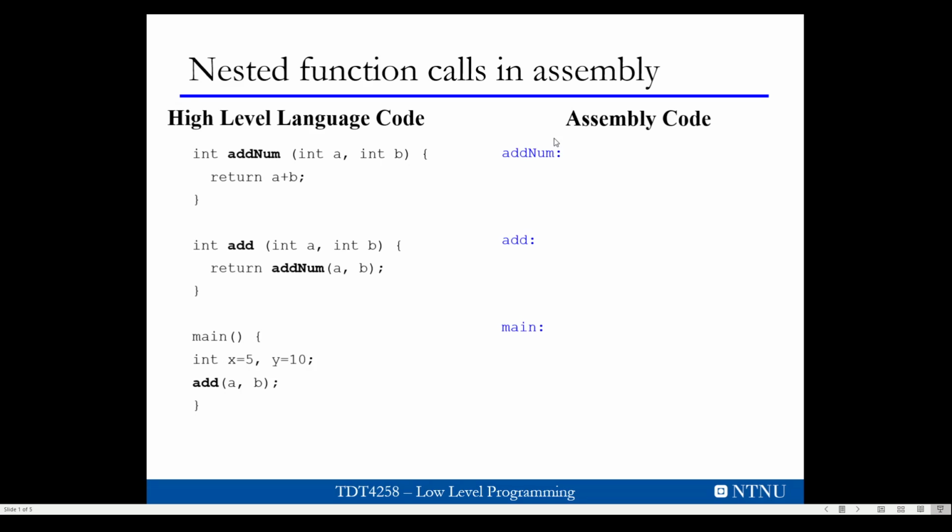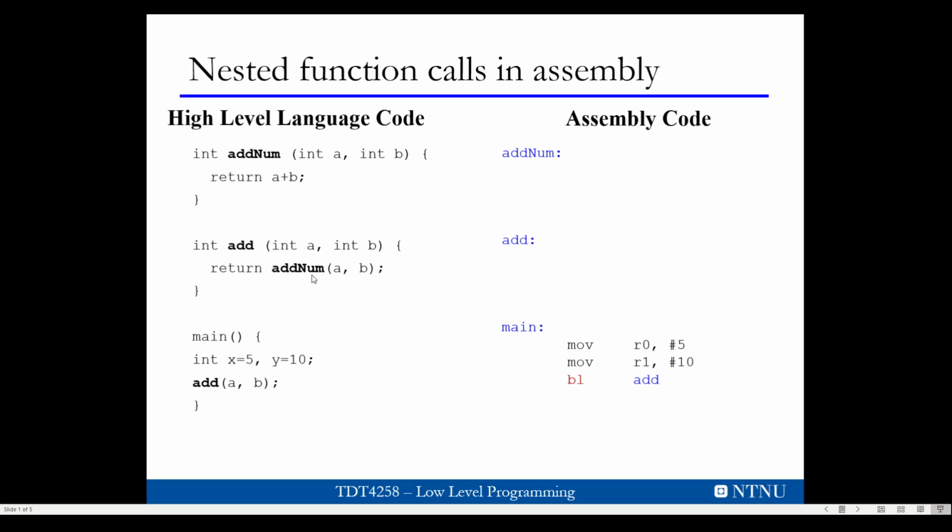In assembly, we have three labels, each corresponding to one of the functions in the high-level language code. Let's start writing with the main function. The main function simply moves value 5 to R0, which corresponds to X, value 10 to R1, which corresponds to Y, and then it makes a function call to the add function.